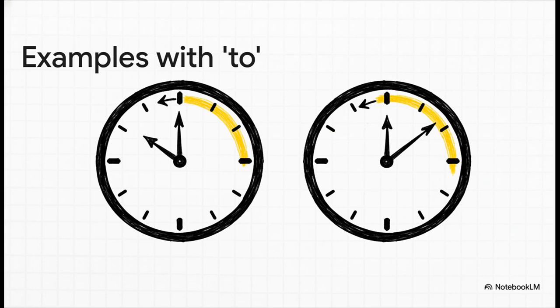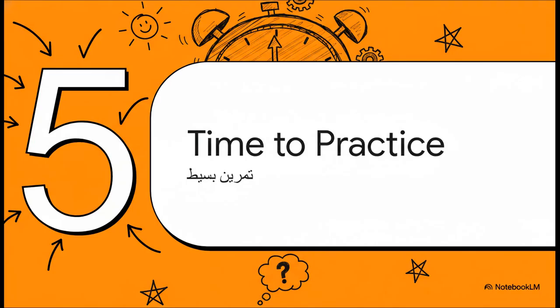Now for the to side. And remember the golden rule, we're always thinking about the next hour. So for 6:50, you ask yourself, how many minutes until 7 o'clock? Well, it's 10 minutes. So it's 10 to 7. What about 9:40? How many minutes until 10 o'clock? That's 20. So it's 20 to 10. You're doing an amazing job. Seriously, you now have all the rules you need.